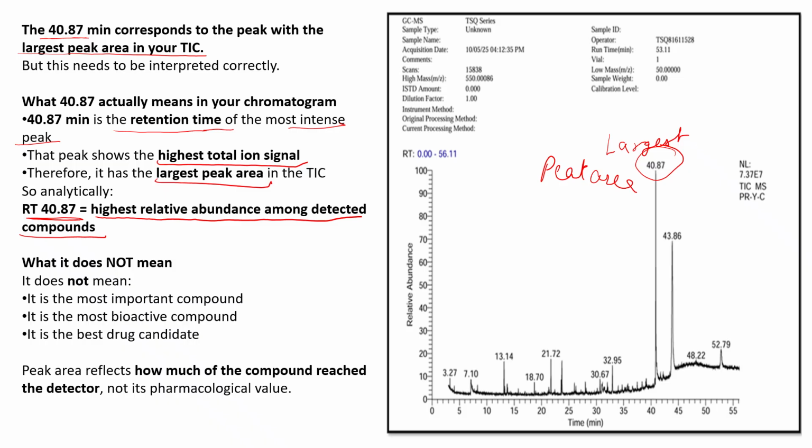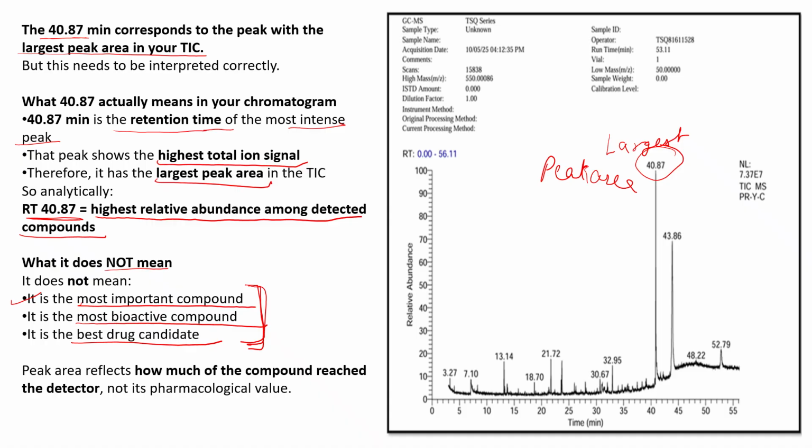But what does it not mean? Although it has the largest peak area, the highest total ion signals, and the highest relative abundance among detected compounds, this does not mean that it is the most important compound, or the most bioactive compound, or the best drug candidate. It definitely does not mean that it will fulfill these three requirements.